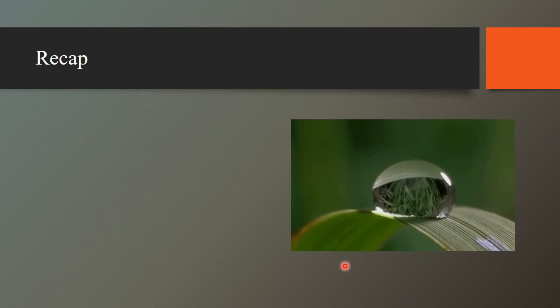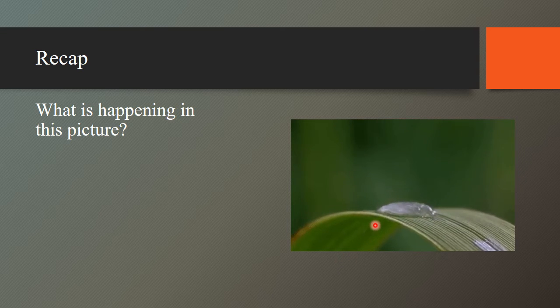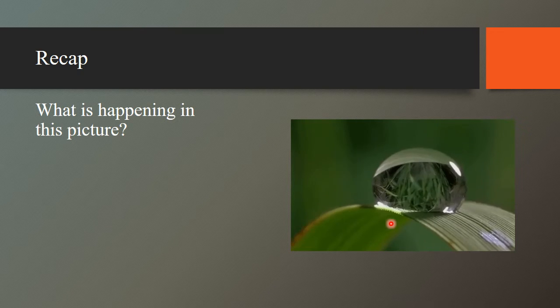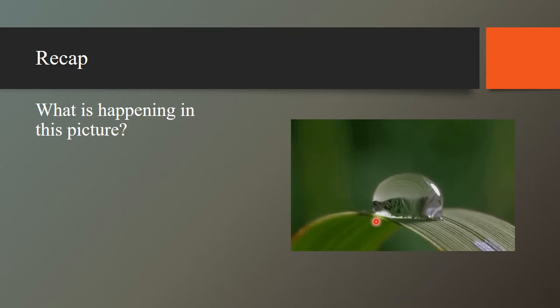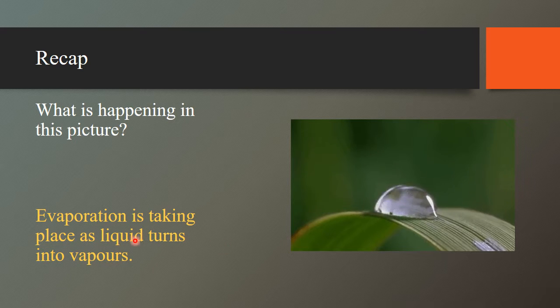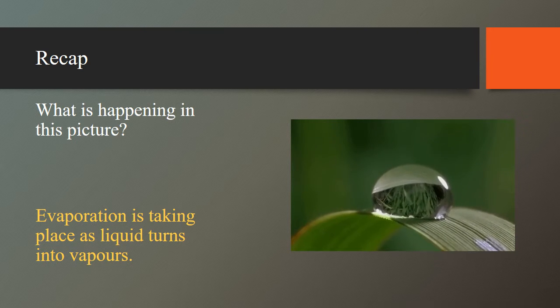What is happening in this picture? You can see this droplet getting smaller and smaller until there is no water on the leaf. This is happening due to evaporation. Evaporation is when liquids convert into vapors.